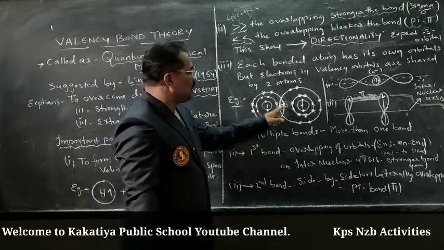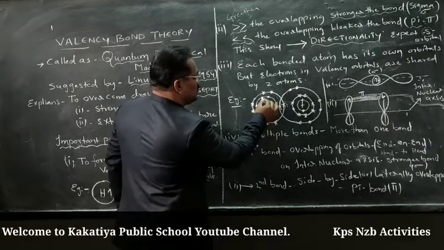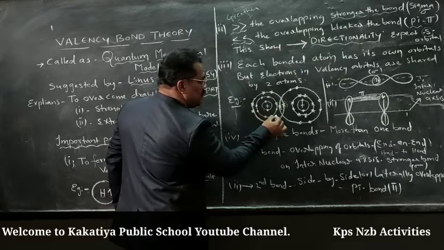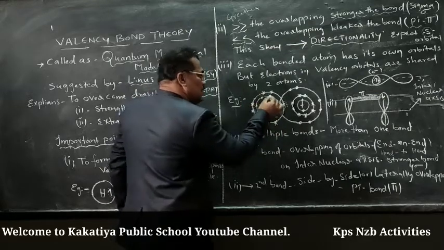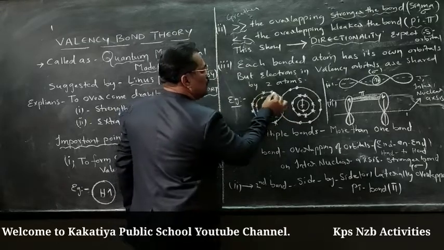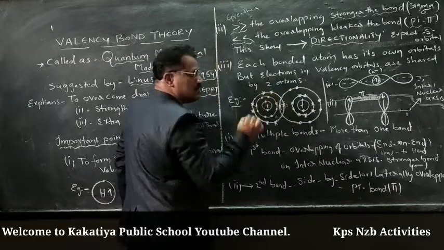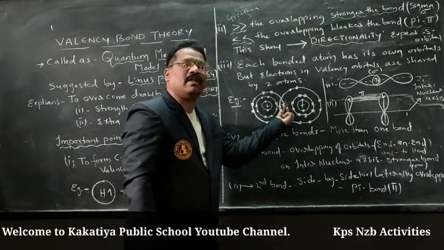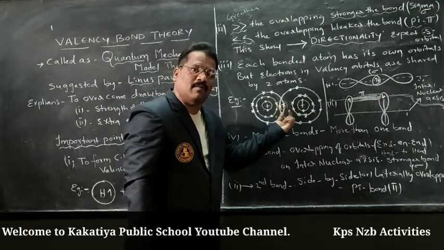So that one unpaired electron is existing here, but it has its own orbitals. See here, it has its own orbitals: first orbit, second orbit. First orbit has 2 electrons, second orbit has 8 electrons. It has its own electrons, but only the valency orbital electrons will be shared, so that a bond will be formed. That bond is called a covalent bond.